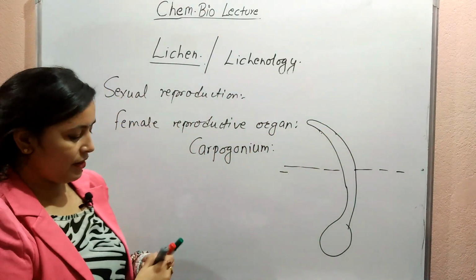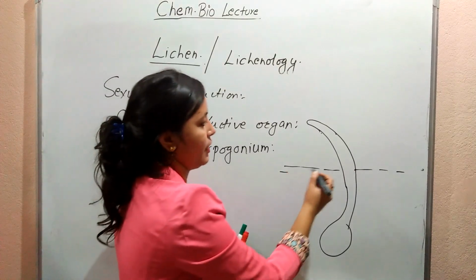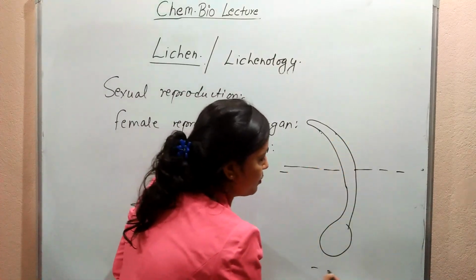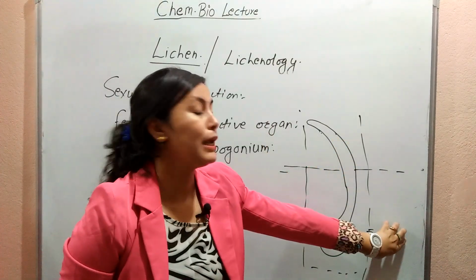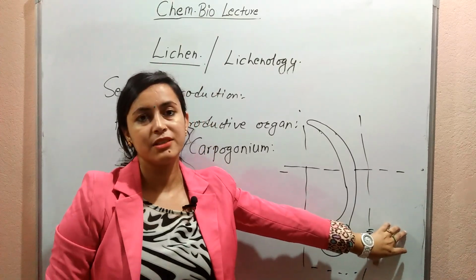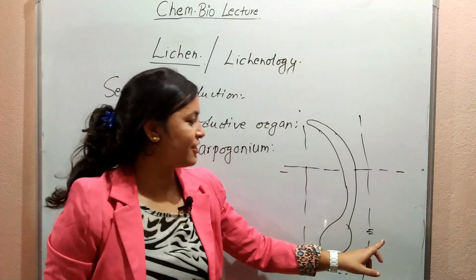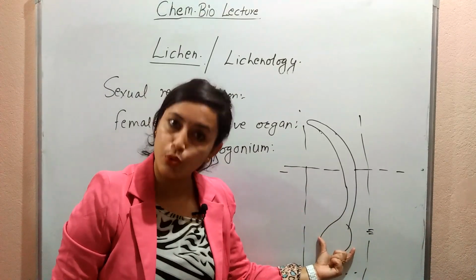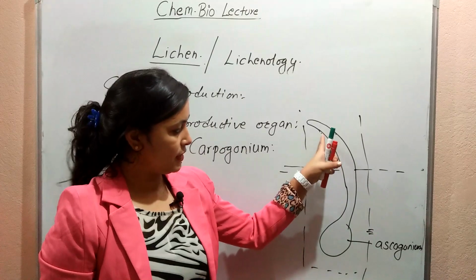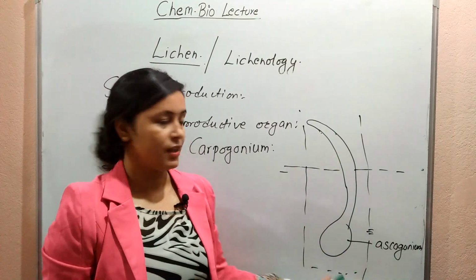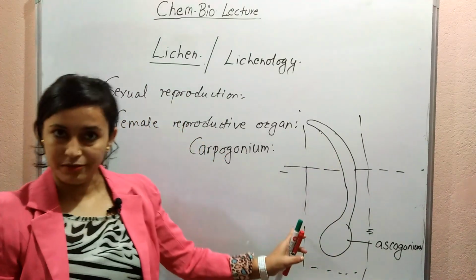What do you see there? This is the structure of a carpogonium. It grows in the medulla region. Medulla region means the region where the hyphae are loosely interwoven. It consists of a basal swollen region. We can see the female reproductive structure in the thallus of a lichen.